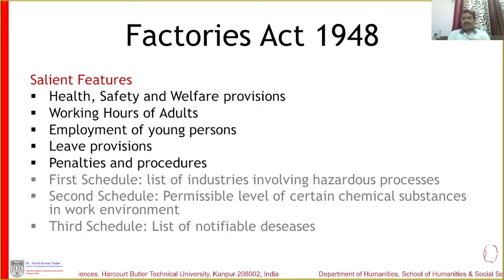So this was also laid down, that if you violate this, you will be required to pay this penalty. And especially in case of safety provisions, when hazardous processes, the first schedule, second schedule, and third schedule: list of industries involving hazardous processes, then permissible level of certain chemical substances in work environment, and list of notifiable diseases because of that chemical exposure. So these three schedules were also added as an annexure.